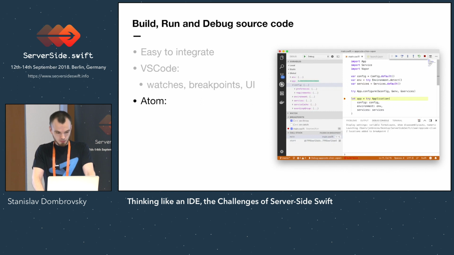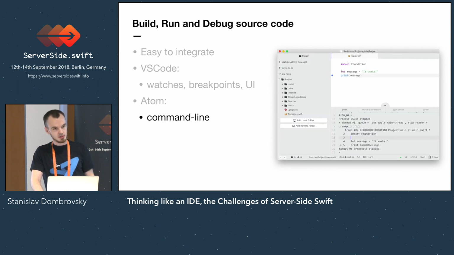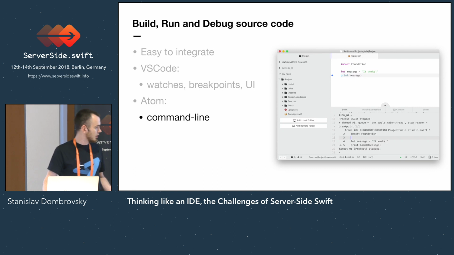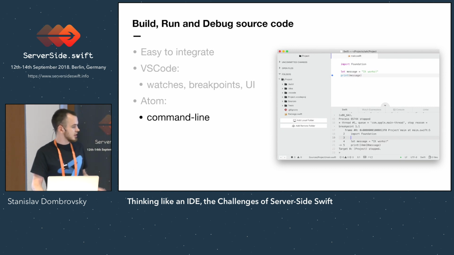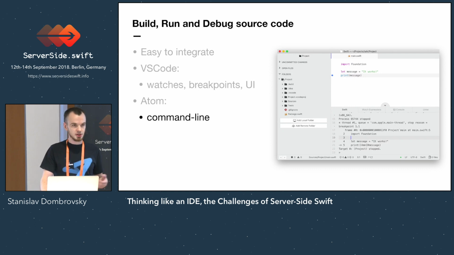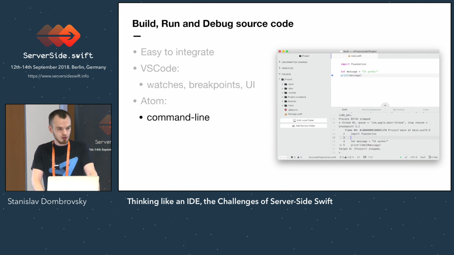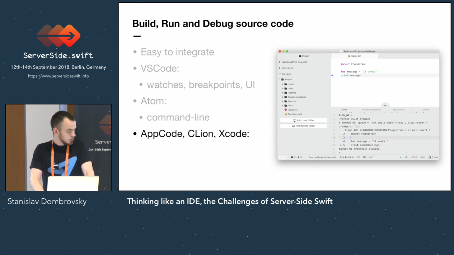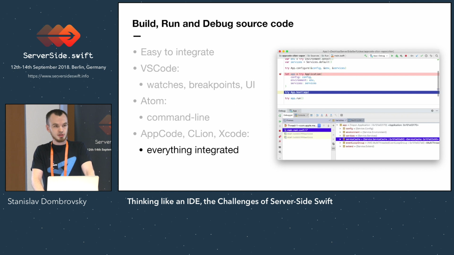Atom integrations work with LLDB mostly from the command line, because for now, for some reason, the Nuclide integration for LLDB, which has much richer support, doesn't work on macOS with LLDB. That's strange. They need some VS Code LLDB extension to work, and it's not ready yet, so you can't use it. In AppCode, CLion, and Xcode, we have everything integrated.